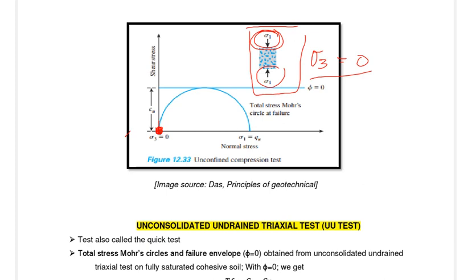So, the Mohr circles for this test are all tangent to the axis, and then if the vertical stress we apply, sigma 1, increases, it increases until our soil fails. So, at failure, the maximum principal stress is denoted by this symbol sigma 1, or what we call qu.